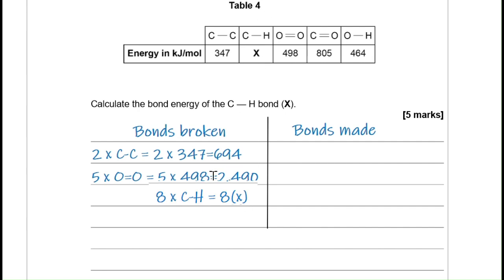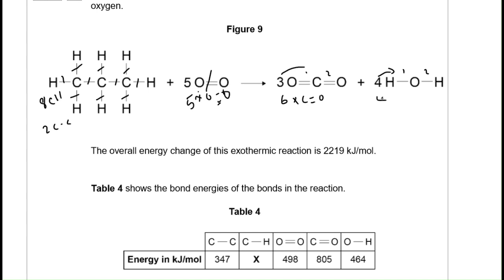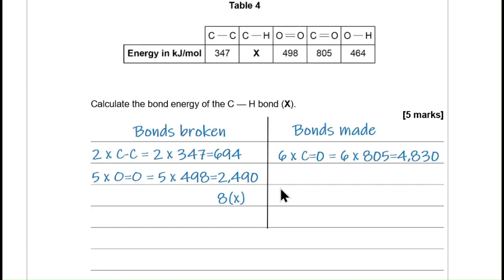So if we look at our products, these are where we find the bonds made. Carbon dioxide, CO2, there are 2 C=O bonds, and there are 3 molecules. So altogether we've got 3 times 2, 6 C=O bonds. Likewise with the water, we've got 2 H-O bonds in H2O, and there are 4 molecules. So 4 times 2, 8 H-O bonds. So we transfer this to the table.